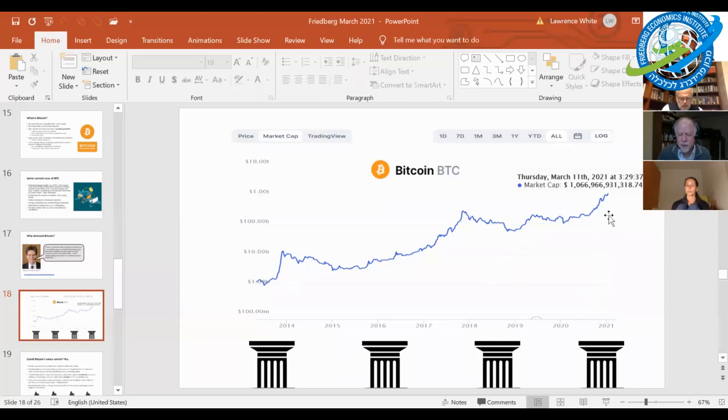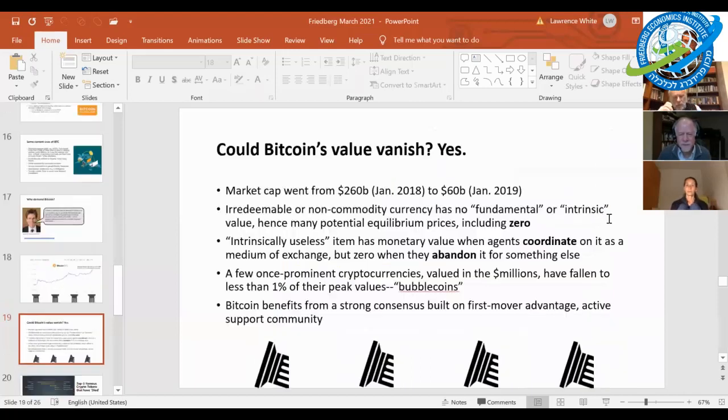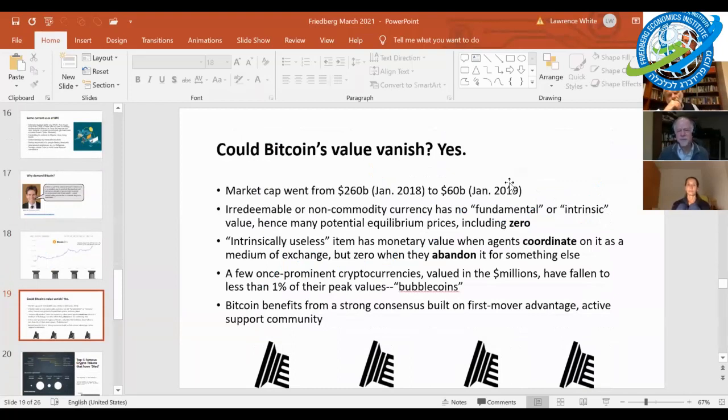Of course, past performance is no guarantee of future results. So before you invest, be aware that Bitcoin's value could vanish. And from the previous peak in 2018 of about $260 billion of market cap, it dropped to $60 billion a year later. So there have been big swings. You have to pick your investment horizon correctly to benefit from the appreciation, well, like with any asset.